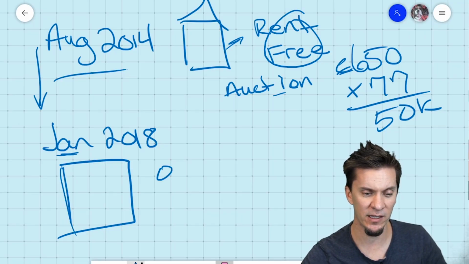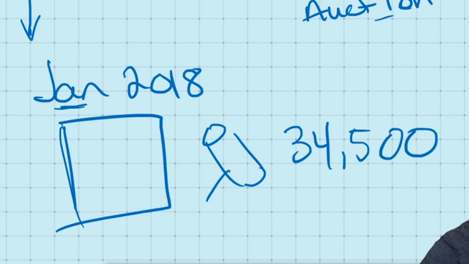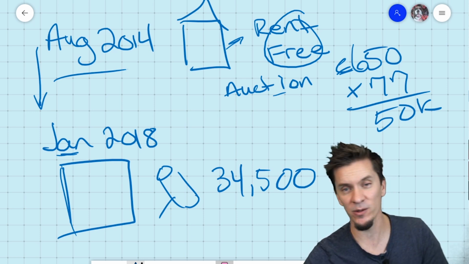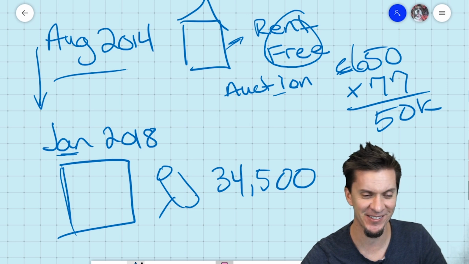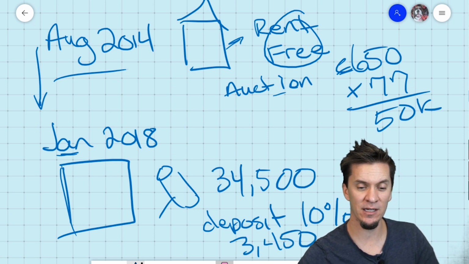We went to the auction again. I found a property on sale for 34,500 euros. On auction, 5 minutes away, and we were the only ones that came. So that was good news. And in order to participate in that, I had to have a 10% deposit, which is 3,450 euros, okay?